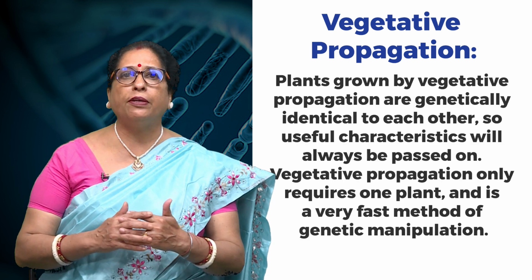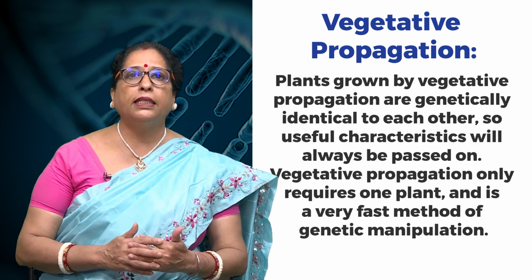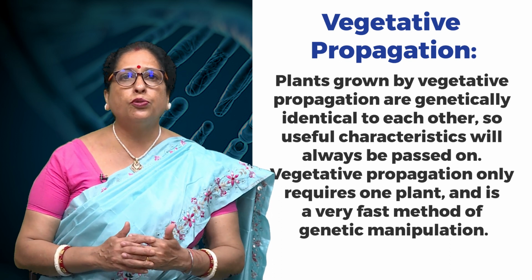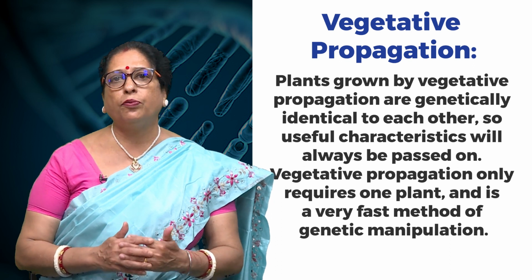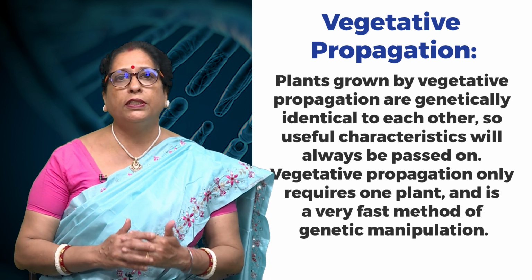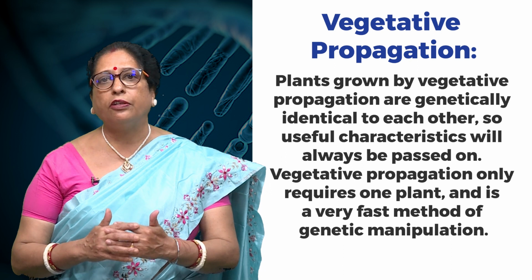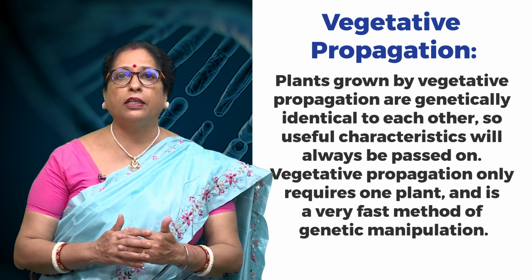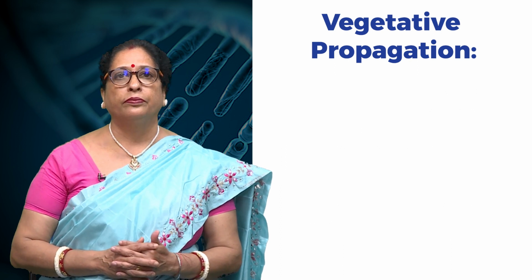Plants grown by vegetative propagation are genetically identical to each other. So, useful characteristics will always be passed on. Vegetative propagation only requires one plant and it is a very fast method of genetic manipulation.